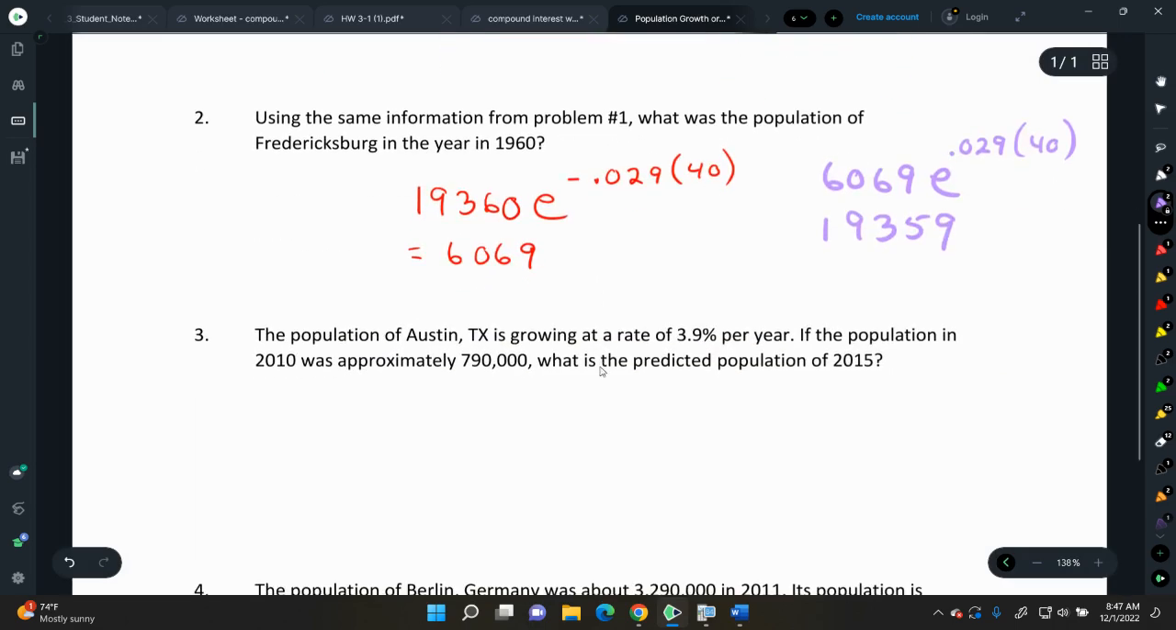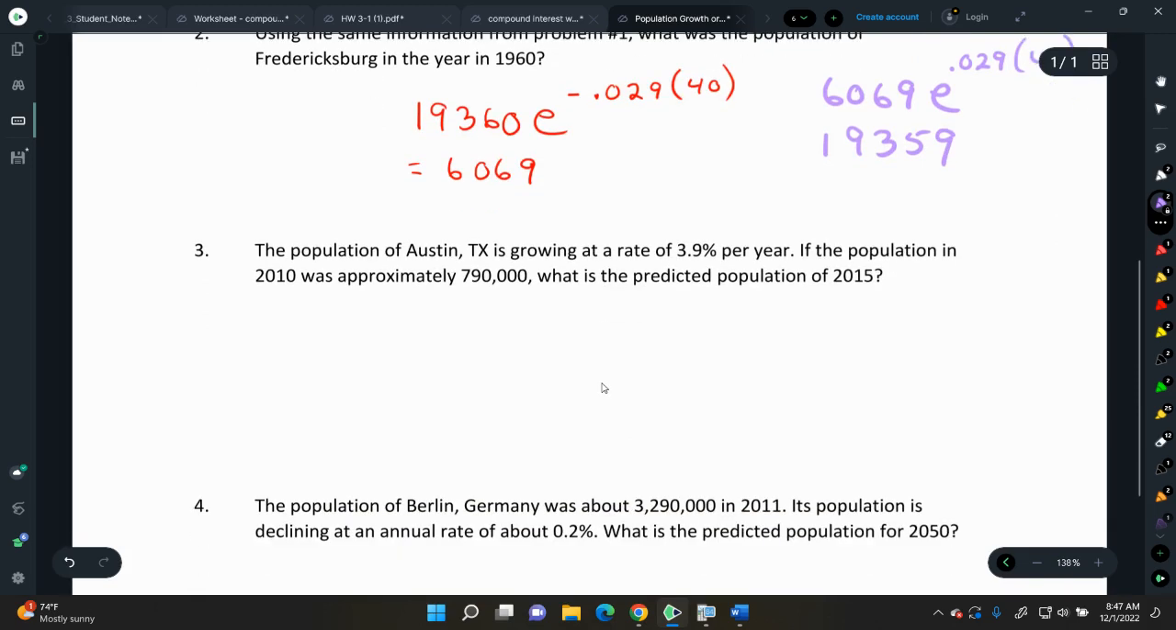Okay. Number 3, Texas is growing at a rate of 3.9% per year. The population in 2010. Okay, same problem, right? Go ahead and do that.